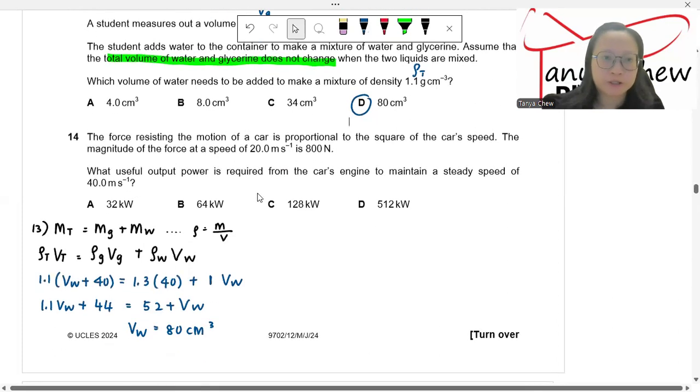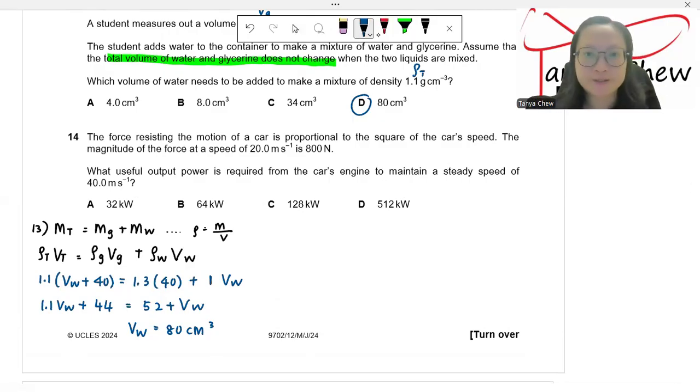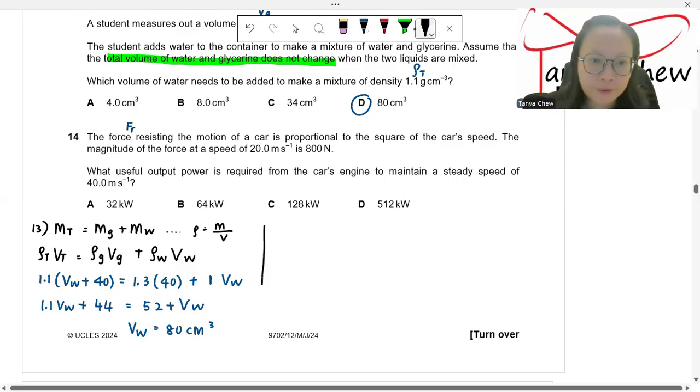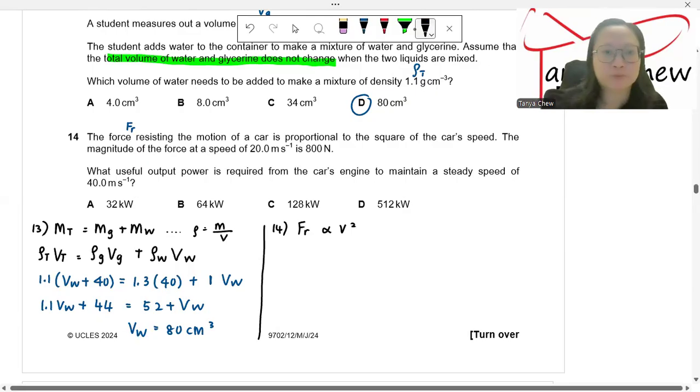Now, question number 14. The force resisting the motion of a car is proportional to the square of the car's speed. So I say force resisting F, or FR, resisting force. Okay, better put small r here. FR is the resisting force. Number 14, I'm going to do it here. Resisting force is directly proportional to the square of the car speed.